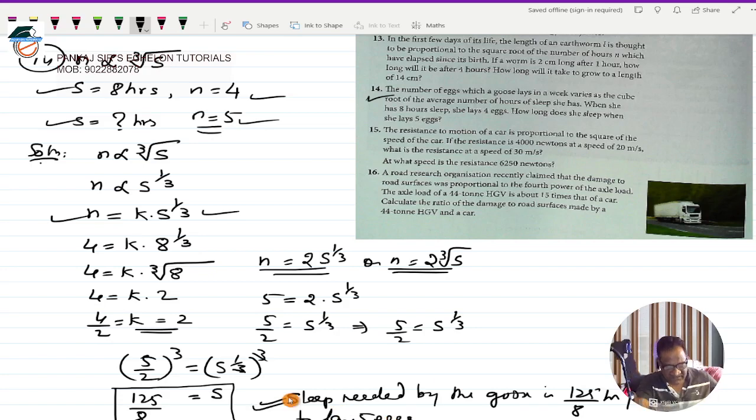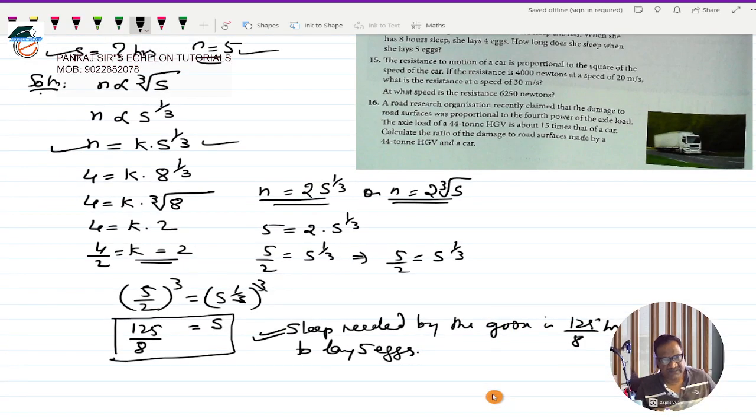Now let me check the answer at the back. And the answer given behind is, okay, the 14th one. So 15 5 by 8 is the answer given. Okay, 15 5 by 8. Now, I don't think it is wrong, because 15 5 by 8 and 125 by 8 have to be both the same only. Okay, let me check. 15 5 by 8.